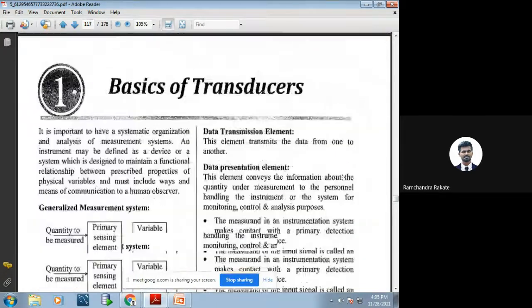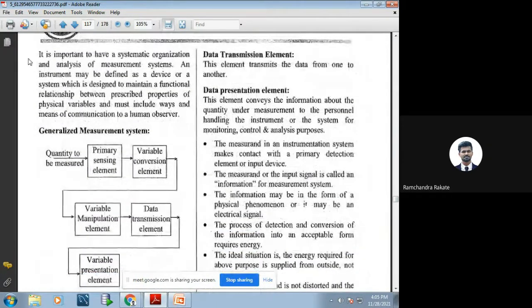Now the next topic that we have is the transducer. Okay, so let us start with the transducer. We have just covered the bridges, and now we are moving towards the transducer. So it is important to have systematic organization and analysis of a measurement system. An instrument may be defined as a device or system which maintains a functional relationship between the prescribed properties of the physical variable, and includes ways and means of communication to a human observer.